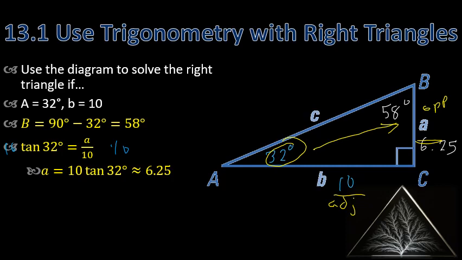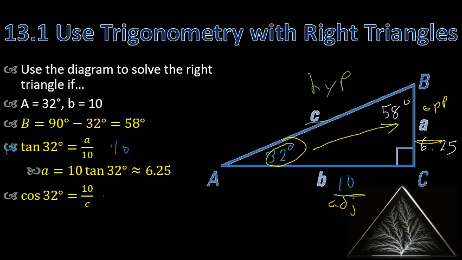All right, let's jump to the other side. C, the hypotenuse. I'm going to use what they gave us originally. So it's adjacent and hypotenuse. That would be cosine. Cosine is adjacent over hypotenuse. So cosine of 32 would be 10 over c.